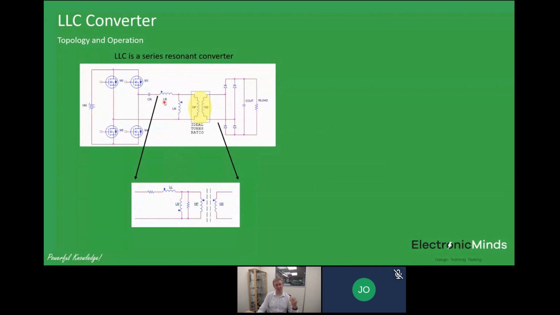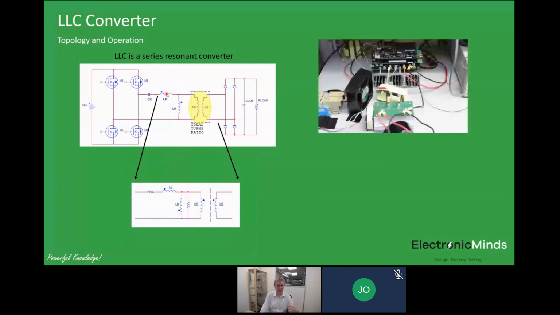In an LLC converter, the wonderful thing about this topology is that this particular component forms part of the active circuit that forms part of the power transfer. So it's actually not something you're fighting against anymore. It's actually beneficial to the converter operation.